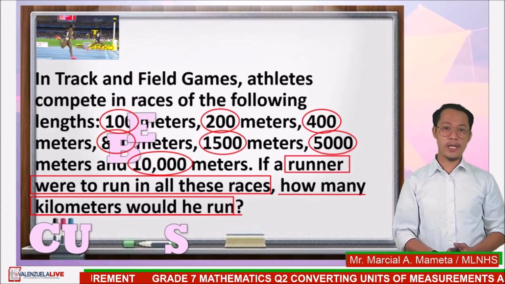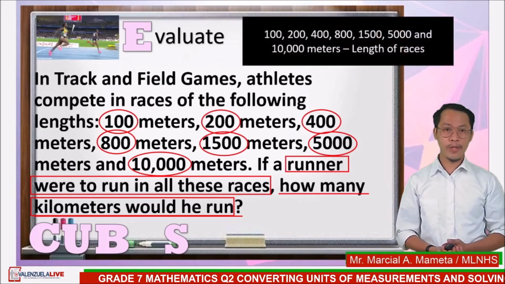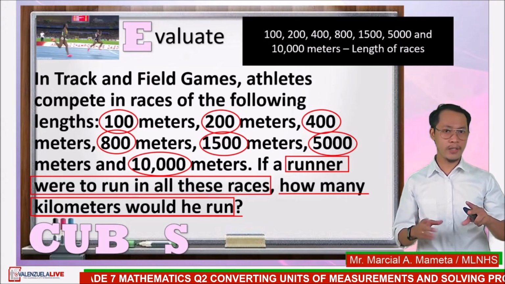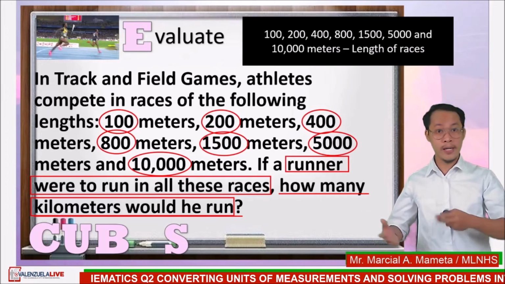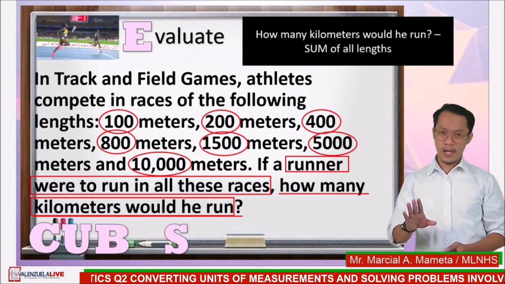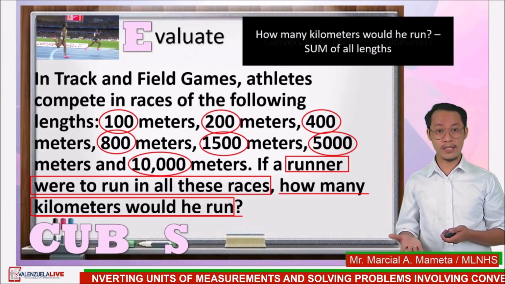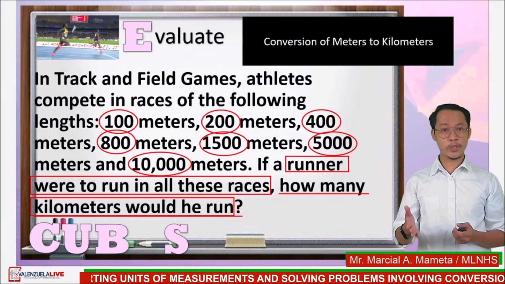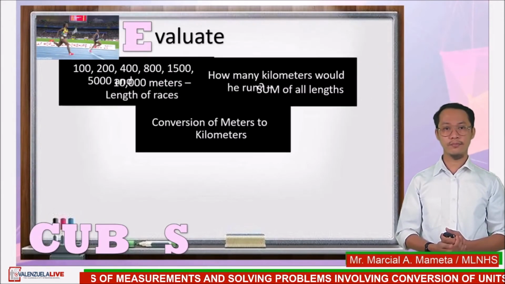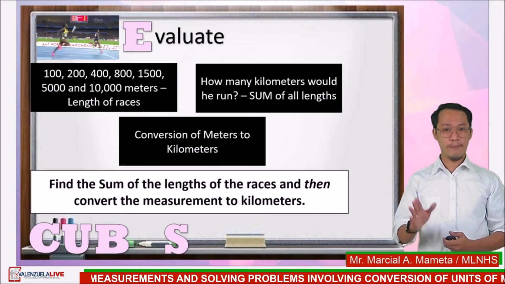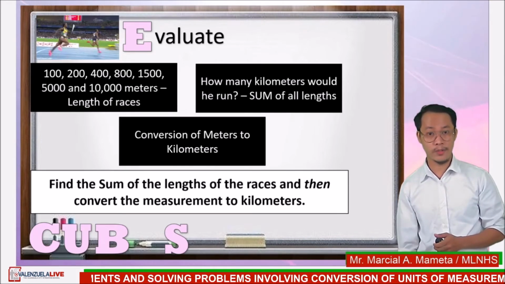Next is E, the evaluation, or let us evaluate the given problem. We have 100, 200, 400, 800, 1,500, 5,000, and 10,000 meters, or the lengths of races. How many kilometers would he run? This is the summation of all lengths and conversion of meters to kilometers. Find the sum of the lengths of the races and then convert the measurement to kilometers.